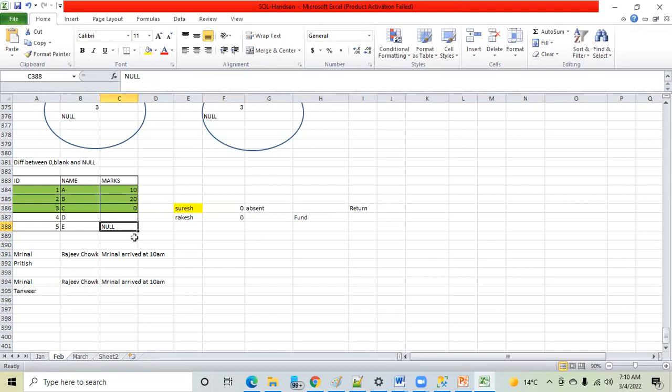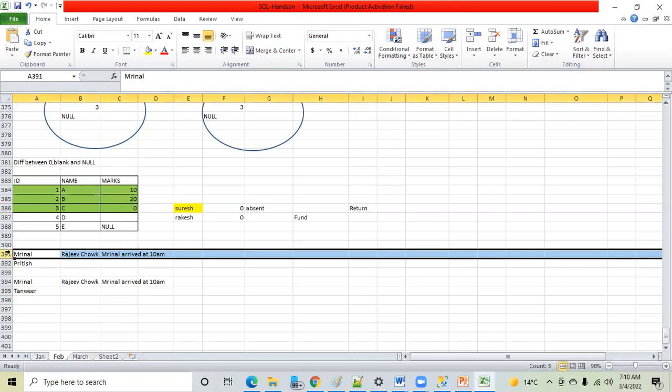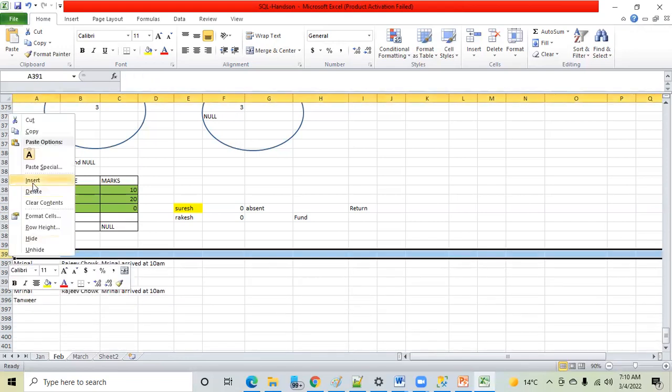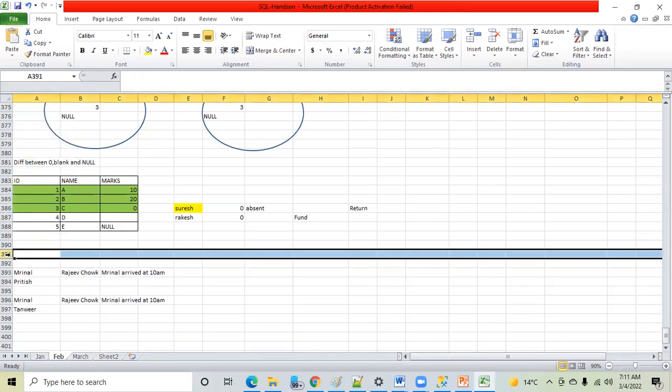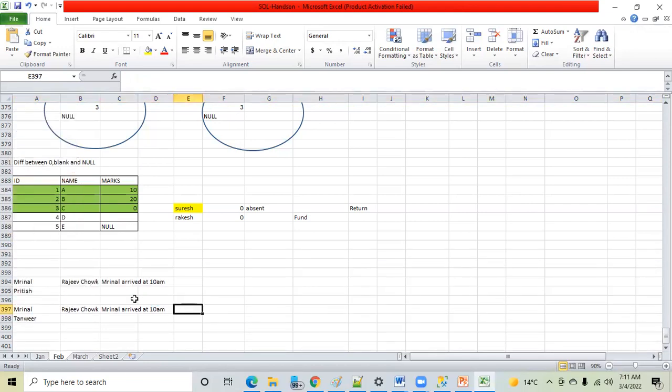Blank means there is some expectation. You are waiting. It will come down the line. Okay, and zero is clear cut. You have appeared in the exam, but you have scored 0 marks. Okay. Any question on this? Good. Everyone, no question. Okay, so zero is like this.